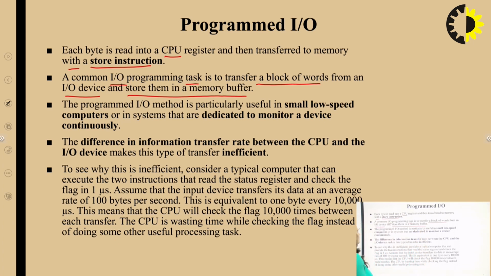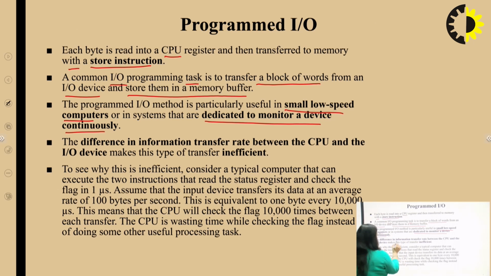The programmed input-output method is particularly useful in small, low-speed computers or in systems that are dedicated to monitor a device continuously. Why dedicated to monitor a device continuously? Because we have to check the status register again and again, whether the input-output device is ready for data transfer or not. So this type of programmed input-output transfer is only beneficial in small low-speed computers and in systems that are dedicated to monitor a device continuously.